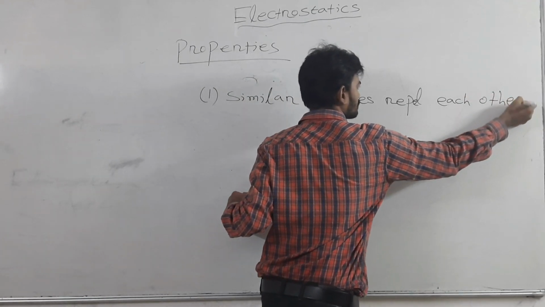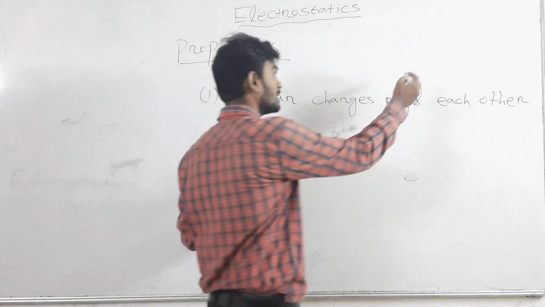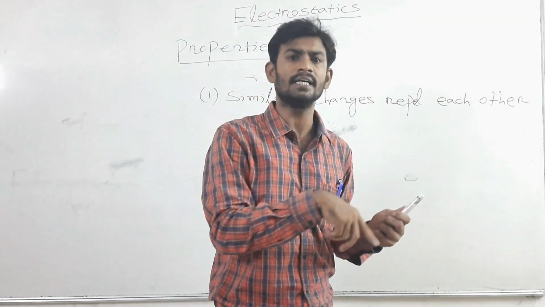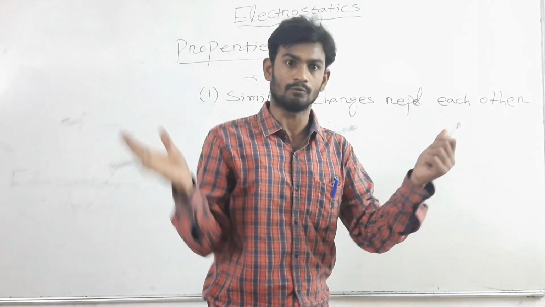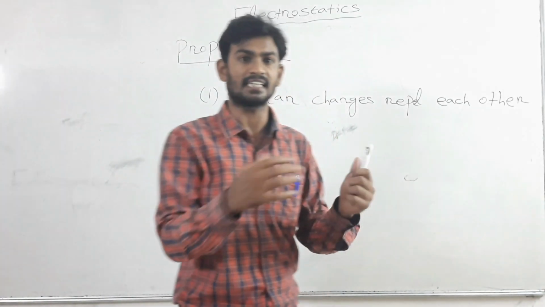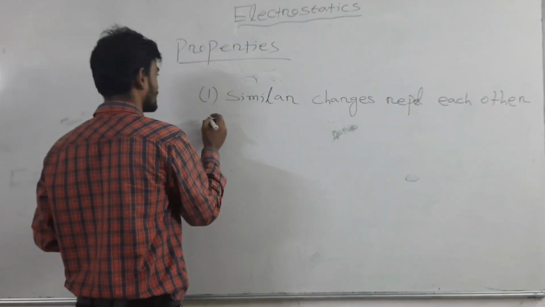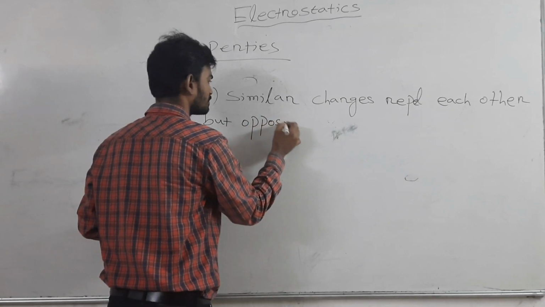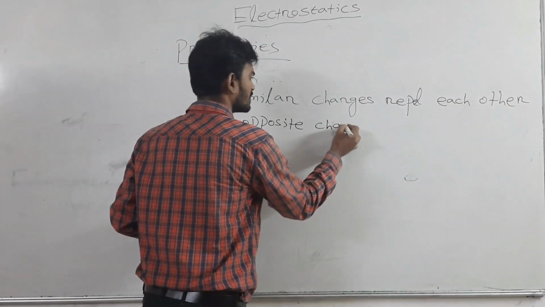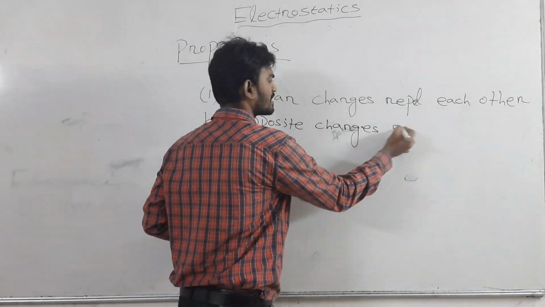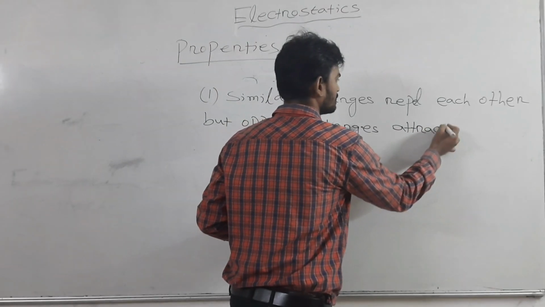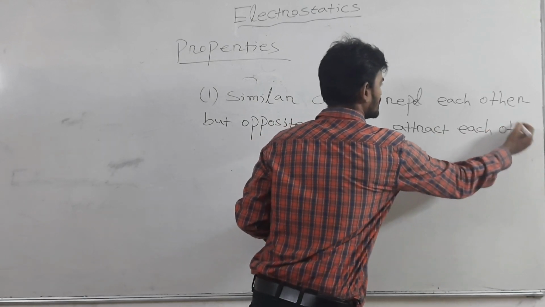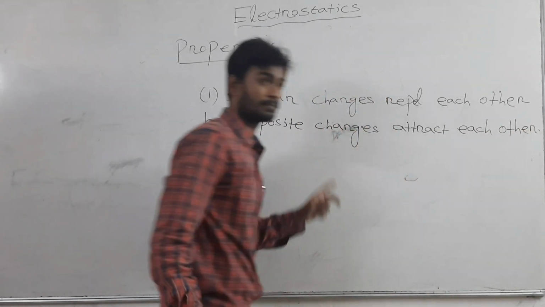But dissimilar charges. Dissimilar means if one is a positive charge, then the other one will be a negative charge. Positive and negative, opposite charges. Opposite charges attract each other. This is the first property.